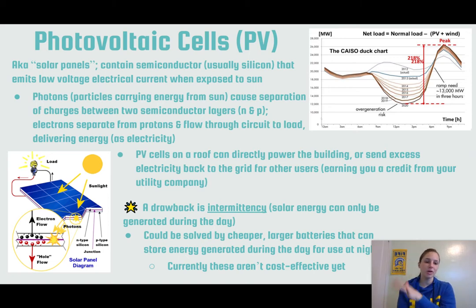So as I said, it's known as the duck curve. And it's just a graphical representation of this idea of why intermittency is actually a decent downside to the idea of using solar panels.